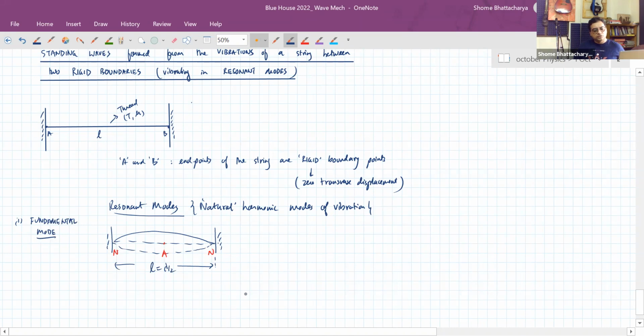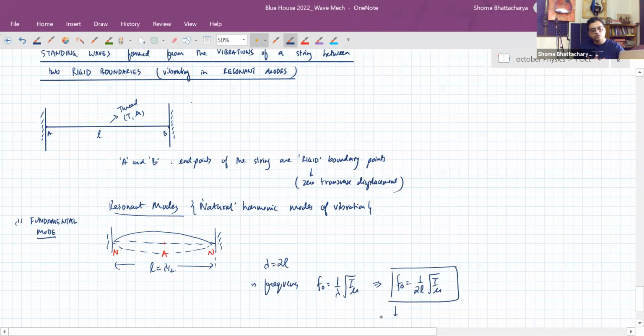So in this case, lambda becomes 2L. So the frequency of vibration becomes 1 by lambda square root T by mu. So in this case, this becomes 1 by 2L square root T by mu.